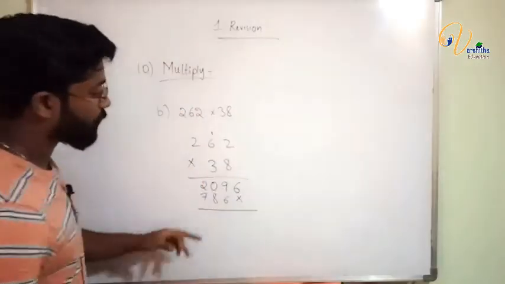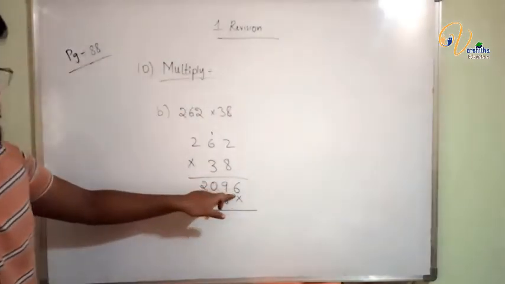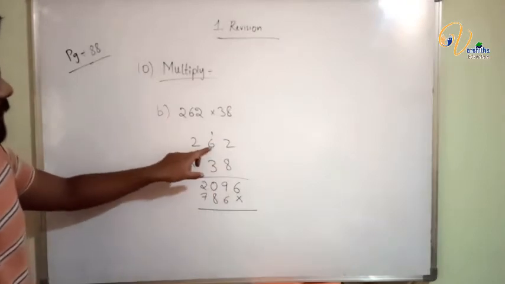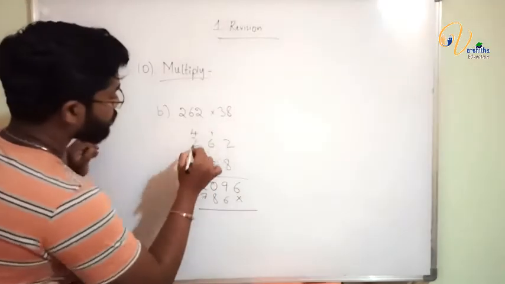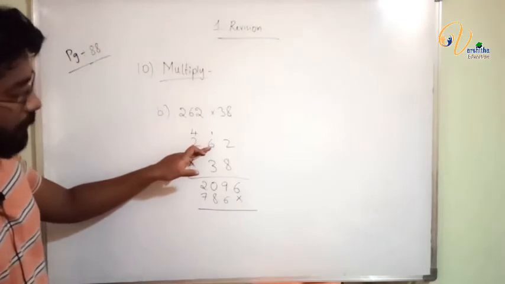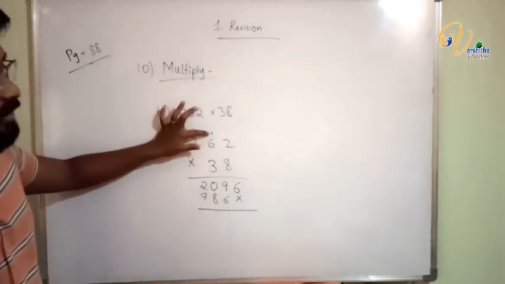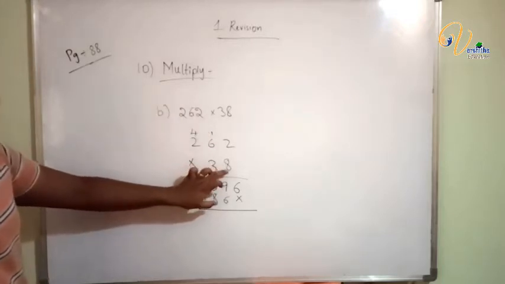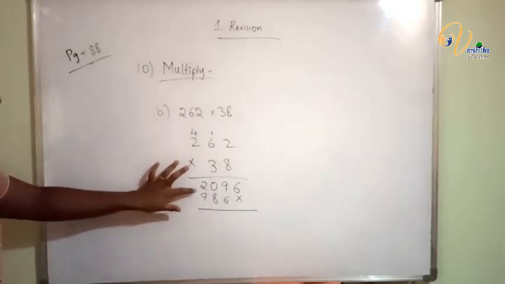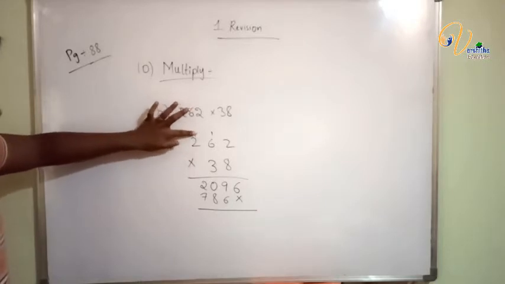8 2s are 16, we got 6 here, 1 here. 6 8s are 48, and 6 8s and 8 6s are both the same. 8 6s are 48. Here we are having 1, so 9. 8 2s are 16 plus 4, 20. Okay. Next one.